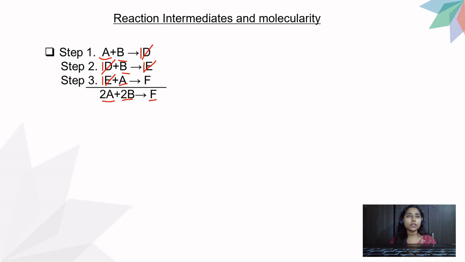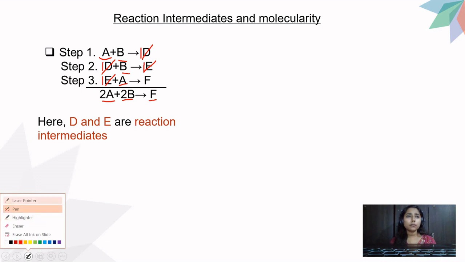So I hope this topic is very much clear, where you can see how to determine the reaction intermediates and how to write the overall reaction. Reaction intermediates are nothing but those components which are formed in the initial step and those are immediately consumed in the next step. Reaction intermediates are not seen in the reactant side nor in the product side. So here I conclude that D and E are the reaction intermediates.